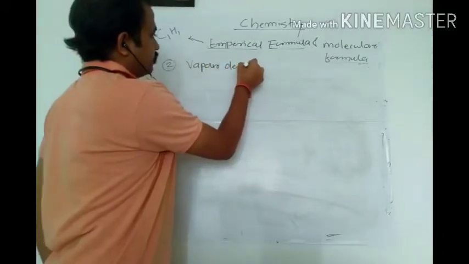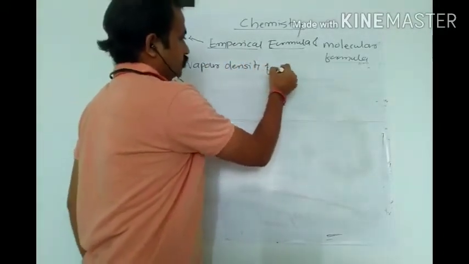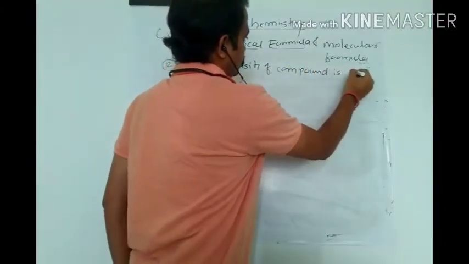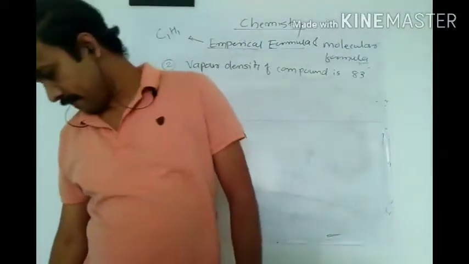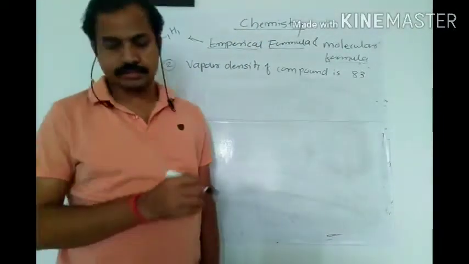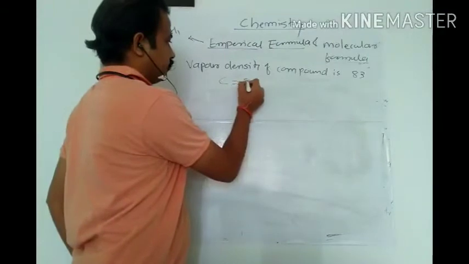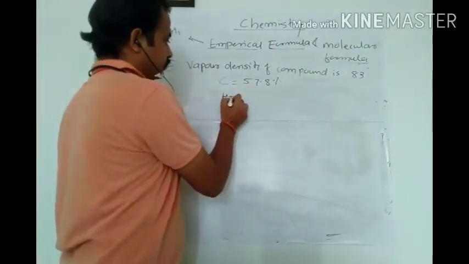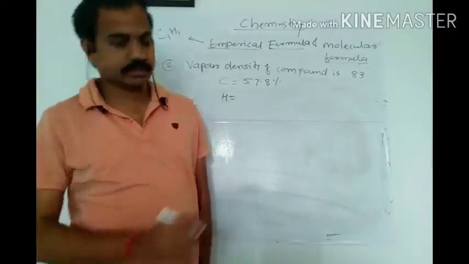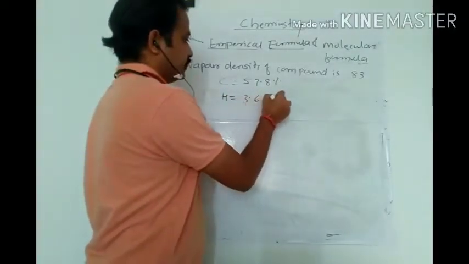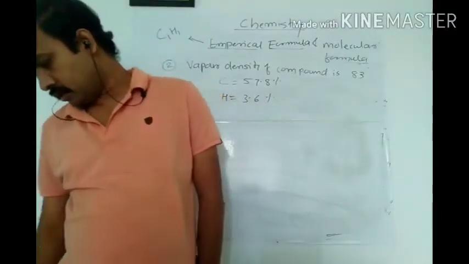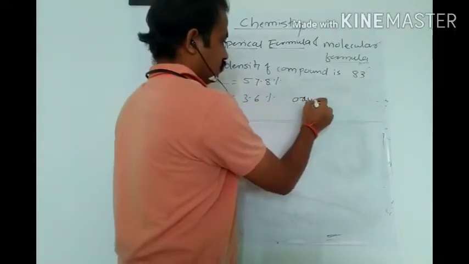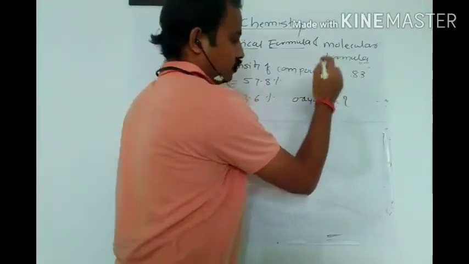Vapor density of the compound is 83. Carbon percentage is given as 57.8. Hydrogen is given as 3.6 percent. Okay, and oxygen we have to calculate in this formula.